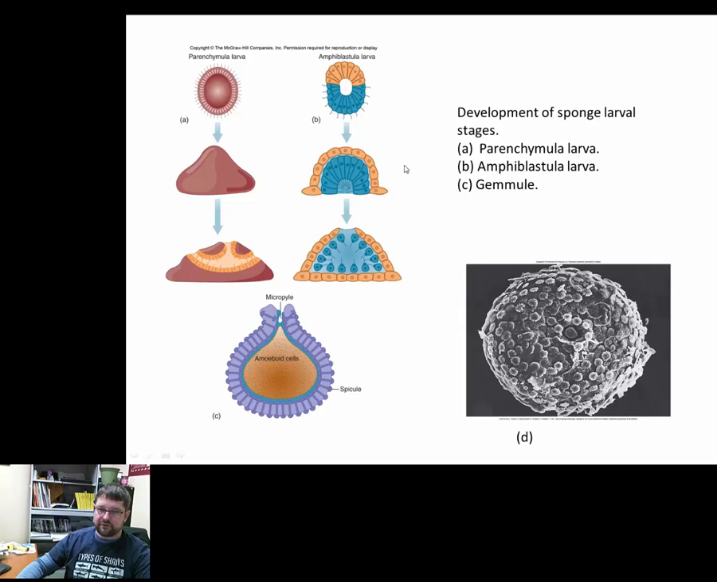Or the amphiblastula larvae, which is going to have two different types of cells to begin with. You have an external cell which has no flagella, and then you have the flagellated cells on the internal, which we call the choanocytes, which would eventually form. In all three cases, this can occur. The amphiblastula larvae is probably the most common, but nonetheless, all phases do exist.